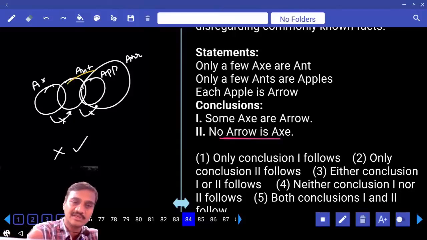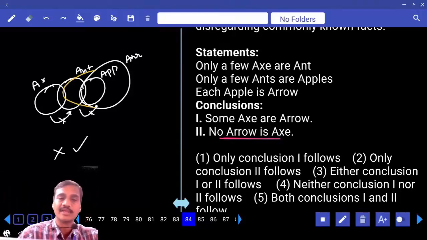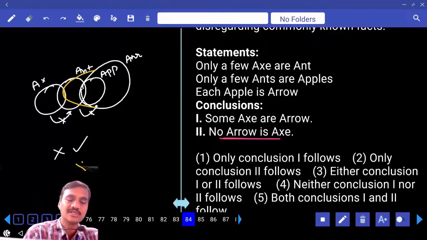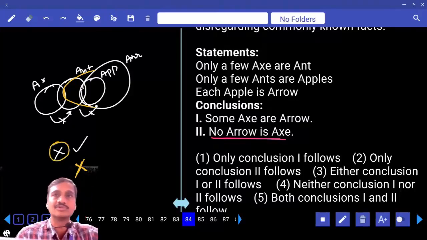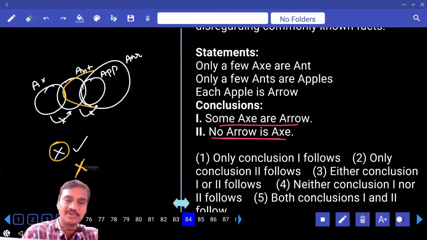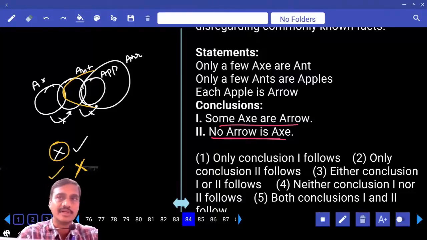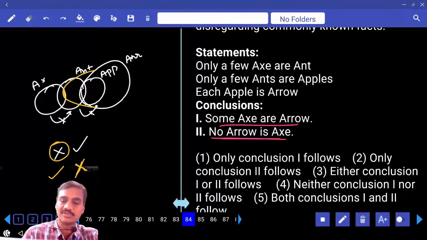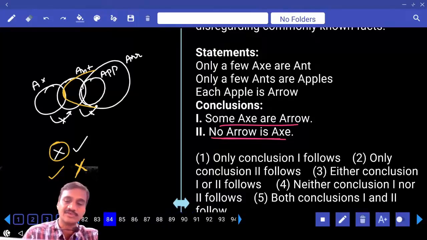Some X are arrow. Arrow and X must be intersected like this. Is it possible to draw arrow like this or not? Yes. By doing so, I have proven a case where some arrow is X is true, so no arrow is X becomes false. And the previous affirmative conclusion, some X are arrow, which was false, has now become true. The earlier true negative conclusion is now false. Hence either 1 or 2, choice 3, question number 84. Then coming to 85.